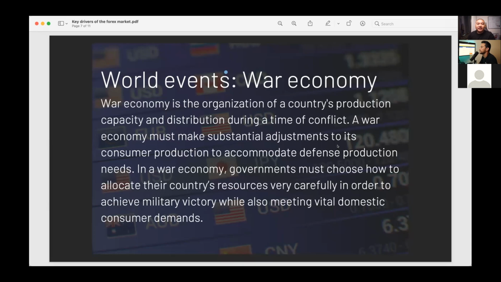World events, dude. So you got the war economy, and everybody knows what's going on. So we got the conflict in Ukraine, right? The war economy is an organization of the country's production capacity and distribution during a time of conflict. War economy must be able to make substantial adjustments to its consumer production to accommodate the defense production. Pretty much just saying when Russia went into war, they would have to pump up their production and their resources of gas, oil, and whatnot to accommodate their spending in military operations. Same for Ukraine and whoever else is involved, you know.